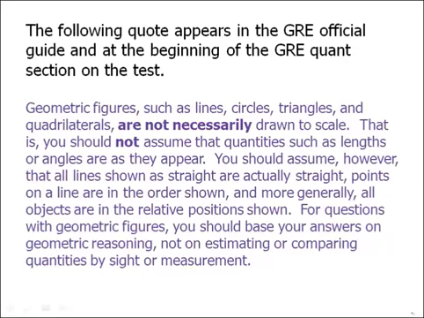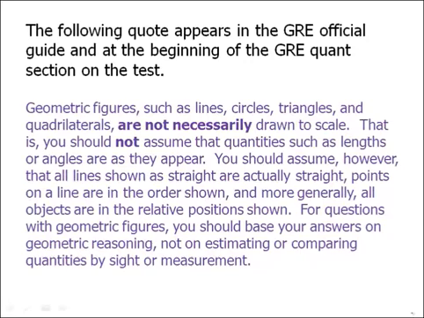You should assume that straight lines are straight. We've talked about that. That points on a line are in the order shown, or that more generally all objects are in their relative positions. So relative positions we can assume, what's on the left, what's on the right, but we cannot assume size. We cannot assume what's bigger or what's smaller, anything like that from the diagram. They want us to base all our answers on geometric reasoning and deduction, not on estimation or comparing quantities by sight or measurement.